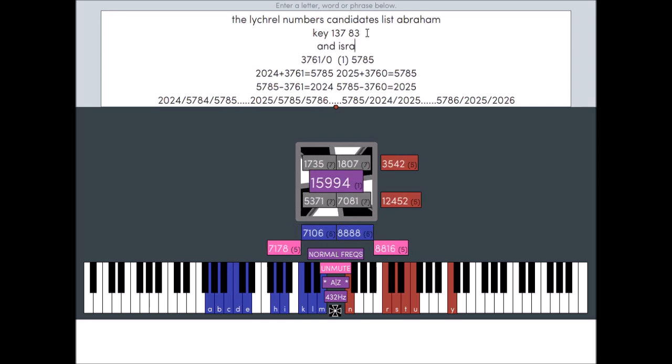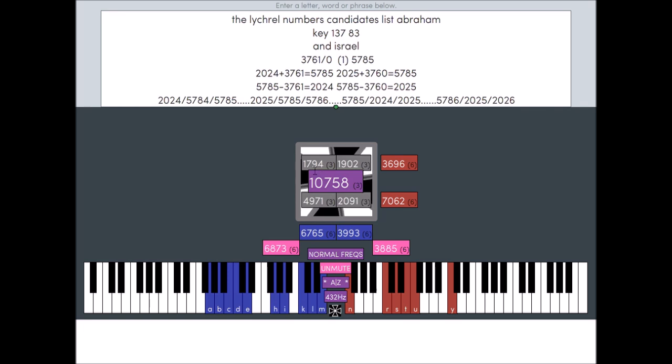What was the other one? And Israel, the one that it was all about, 5708. Here's the anagram: 1947 plus 3761 equals 5708, which is the one that it was all about. It's all about Abraham and Israel, right? 1948 births. And then the conception periods are 1947.